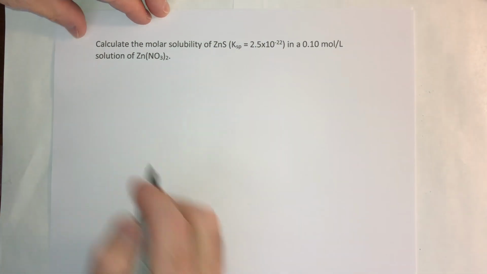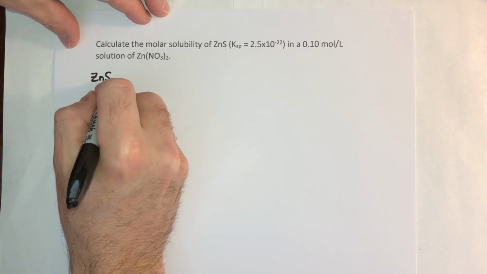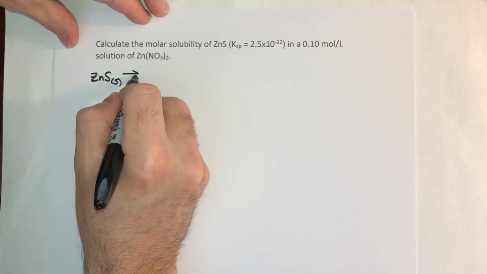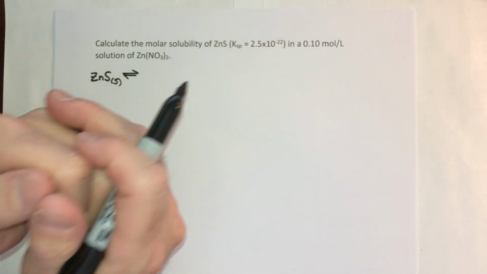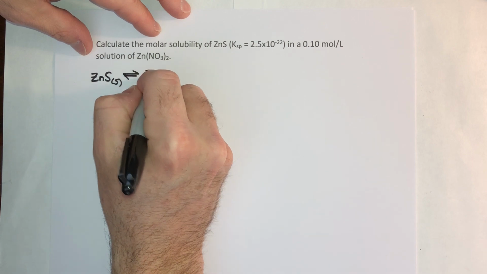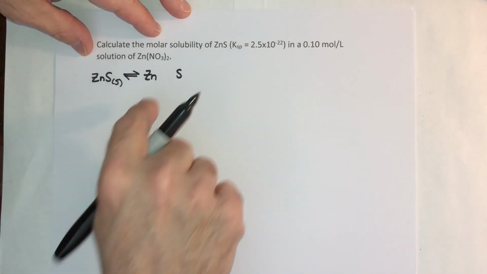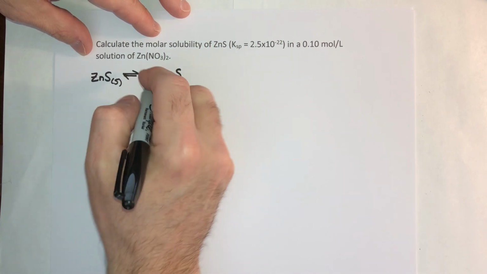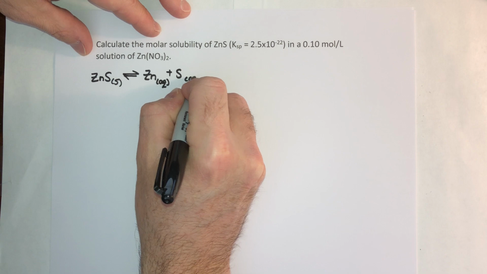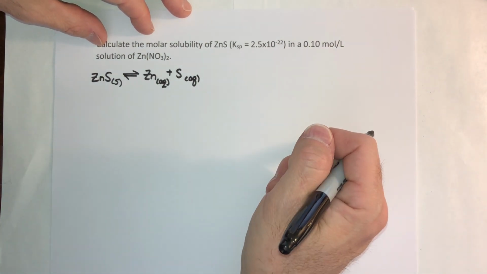So let's start there. If I write down my zinc sulfide, it is a solid. The minute I throw it in water, it doesn't like water, but a small amount of it will dissociate or split up. So I'm going to end up with zincs, and I'm going to end up with sulfides. The minute they dissociate in water, they become aqueous. So that's an aqueous, and that's an aqueous. To finish this equilibrium, there are two things that I need to do.